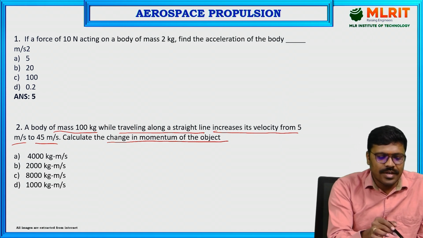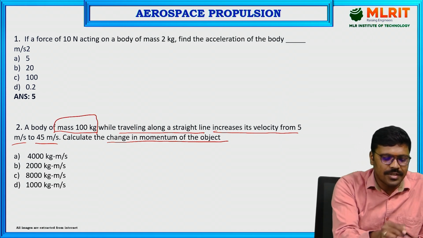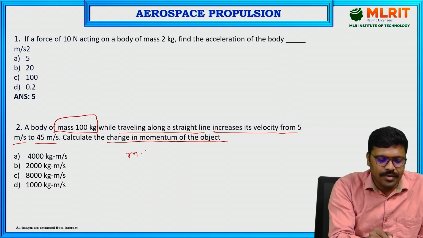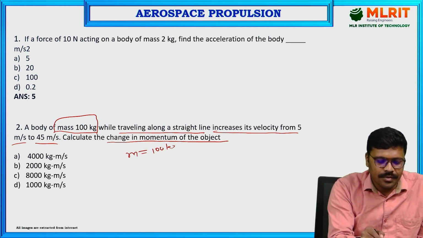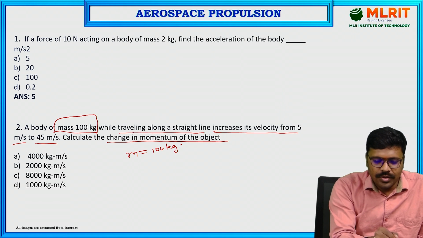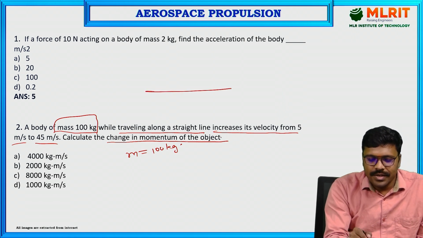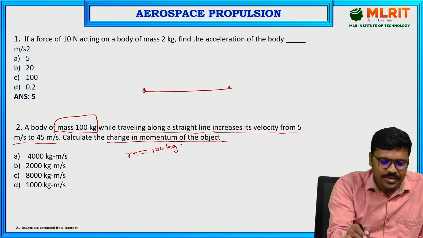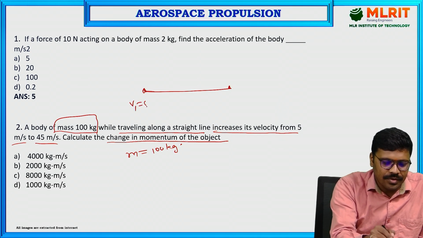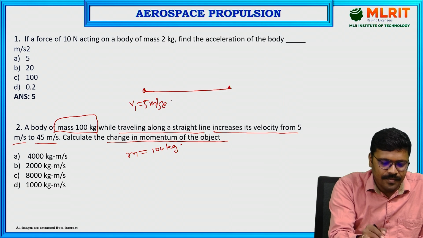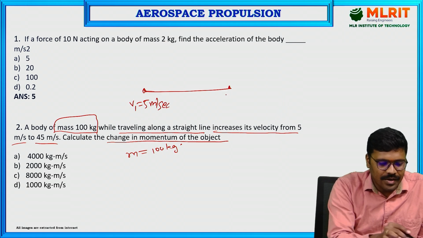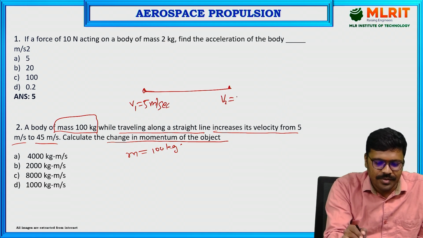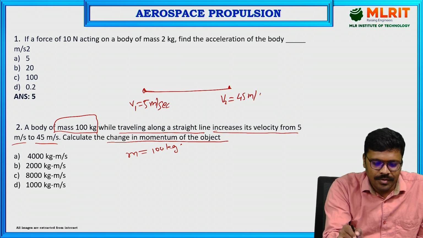First, let's note down the given data. Mass of the object is 100 kg, m is equal to 100 kg. It is traveling along a straight line like this. It increases its velocity from 5 meters per second to 45 meters per second. If I consider this is the first point and this is the second point, here the velocity v1 is equal to 5 meters per second, and it increases to 45 meters per second. So v2 is equal to 45 meters per second.